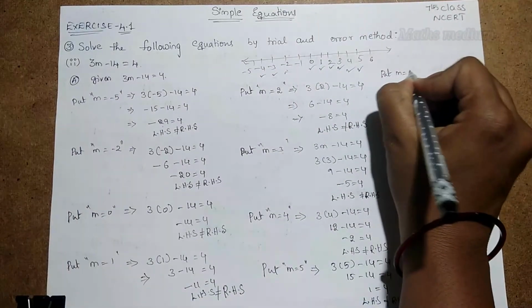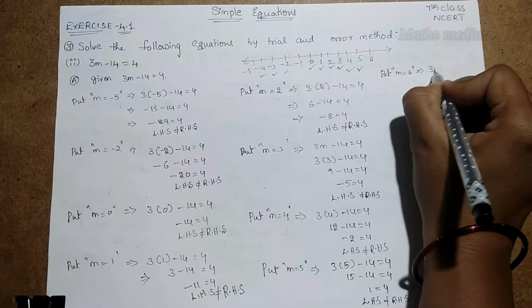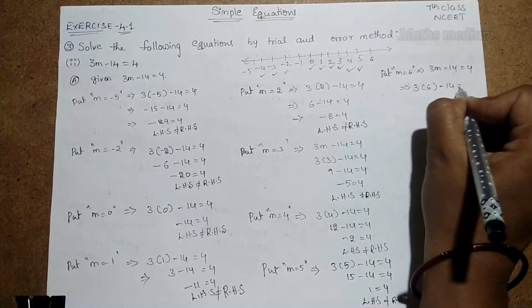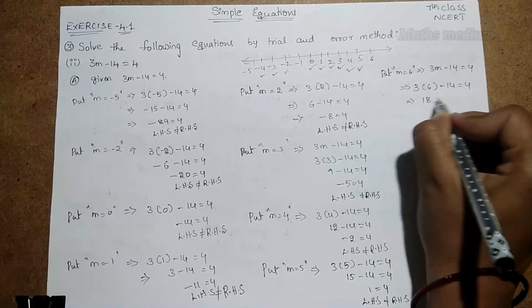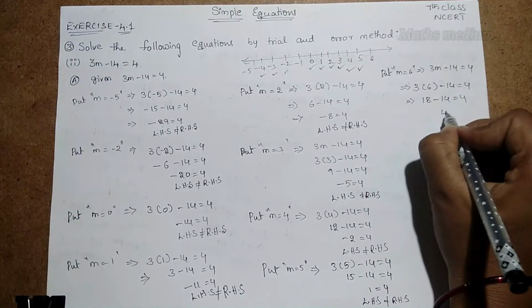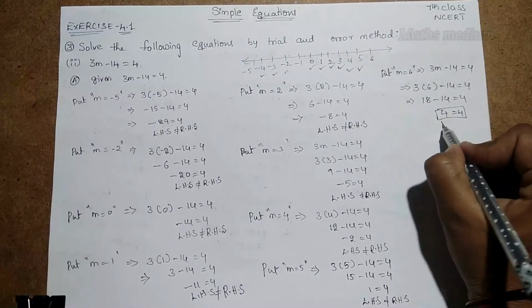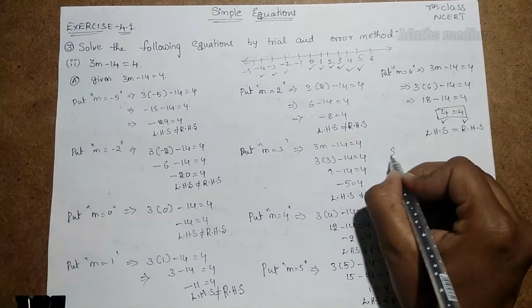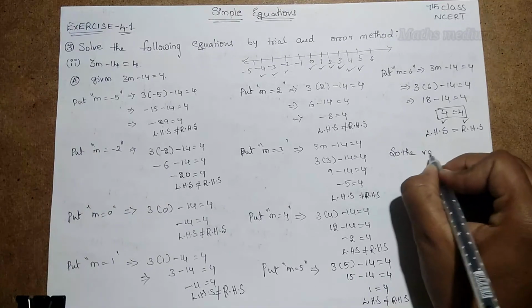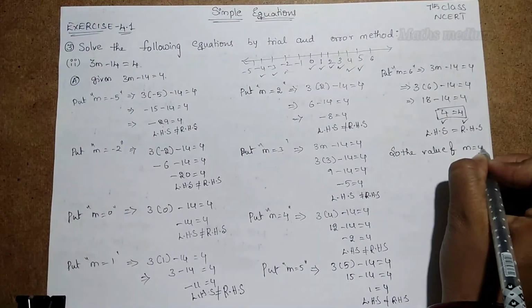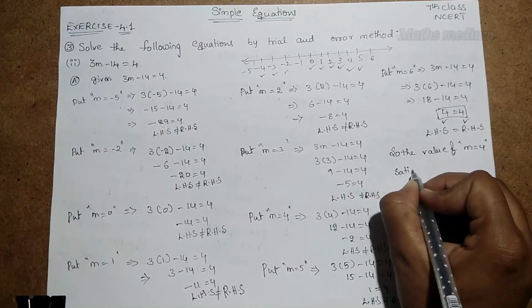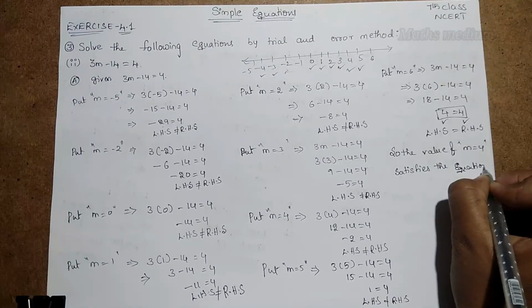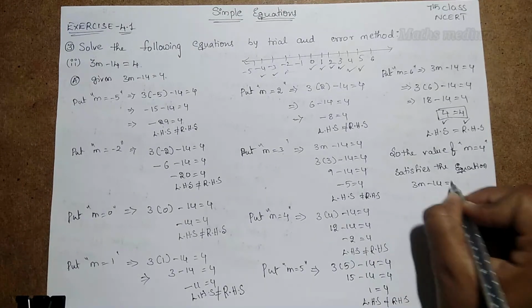Put m equal to 6 in the equation. 3m minus 14 equal to 4. So 3 into 6 minus 14 equal to 4. 3 sixes are 18, minus 14 equal to 4. So 4 equal to 4. Here is the answer we get. See here L.H.S and R.H.S are both equal. So L.H.S equal to R.H.S. So the value of m equal to 6 satisfies the equation 3m minus 14 equal to 4.